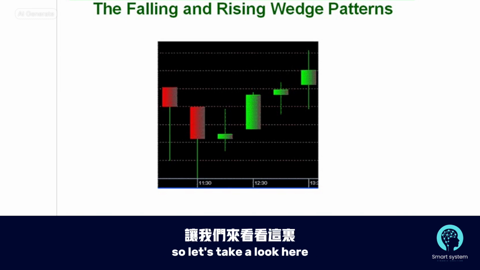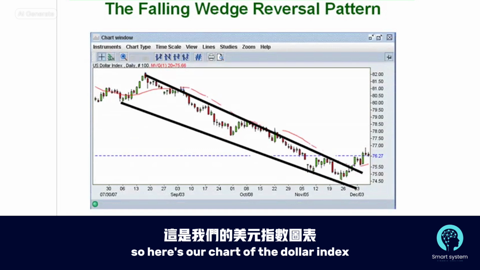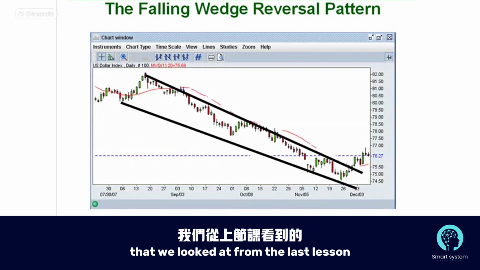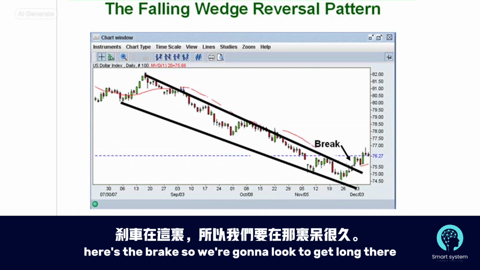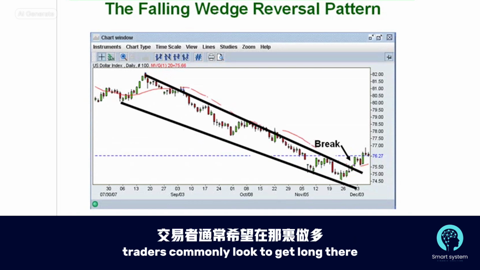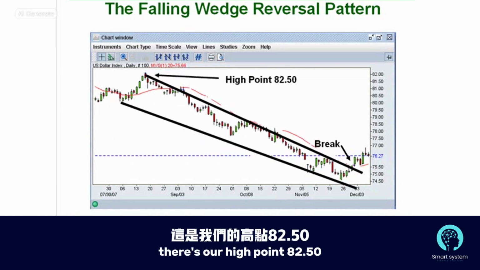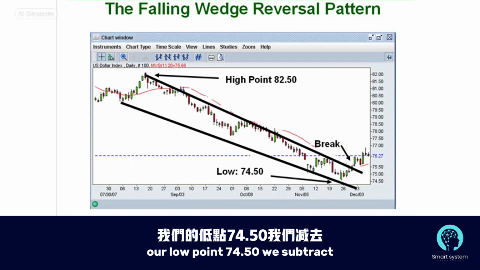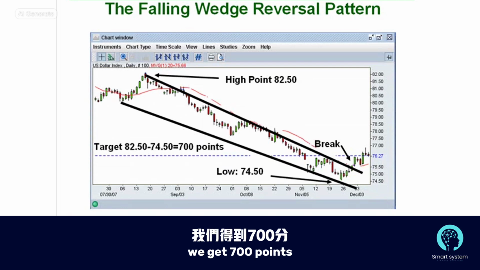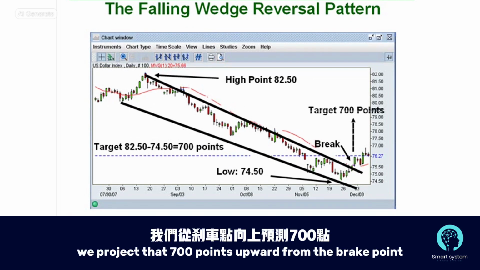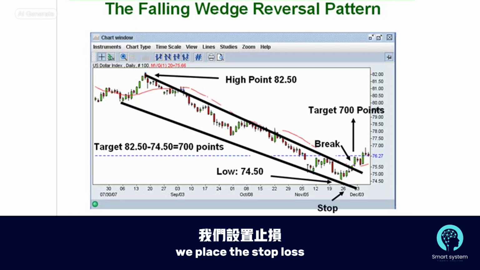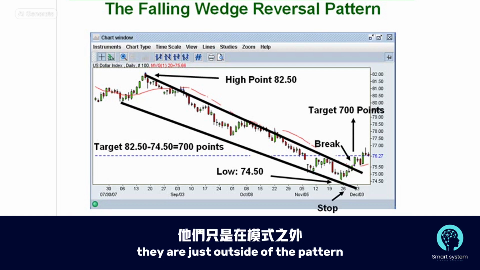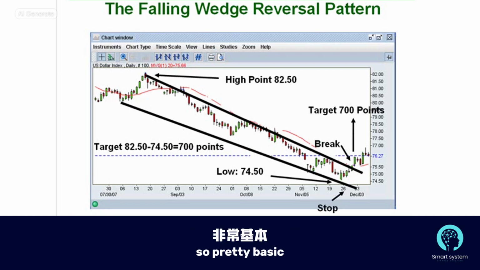So let's take a look here. Here's our chart of the dollar index. We see the falling wedge pattern that we looked at in the last lesson. Here's the break, so traders commonly look to get long there. There's our high point, 82.5, and our low point, 74.5. We subtract, and we get 700 points. We project that 700 points upward from the break point to get our target, and then we place the stop loss just below the bottom support line, or just outside of the pattern. So, pretty basic.